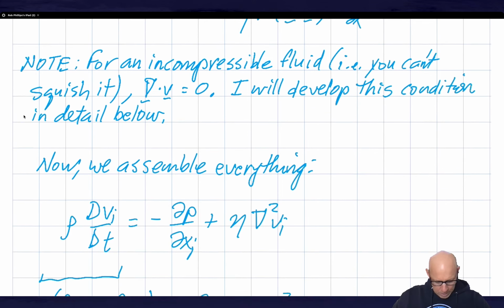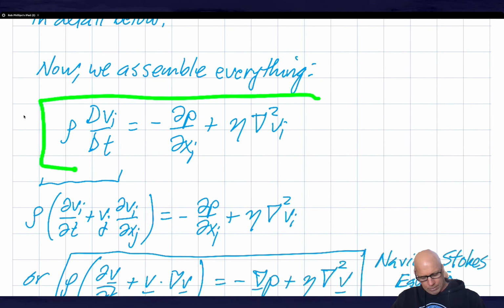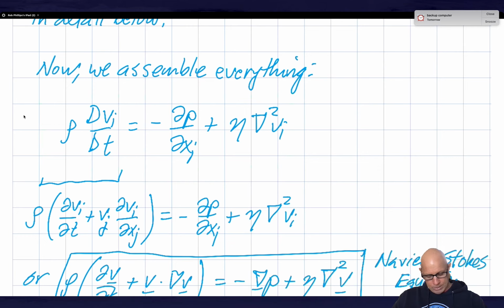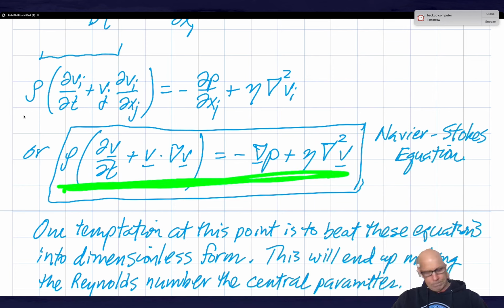And so we can now put everything together, which I do right here. So basically what I've said is that the rate of change of the ith component of velocity is given by minus the gradient in the pressure plus eta times the Laplacian of vi. So this is the Navier-Stokes equations, which can be rewritten as I say right here.